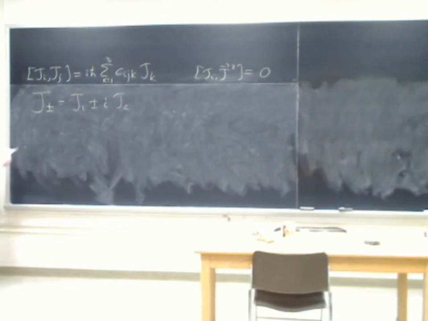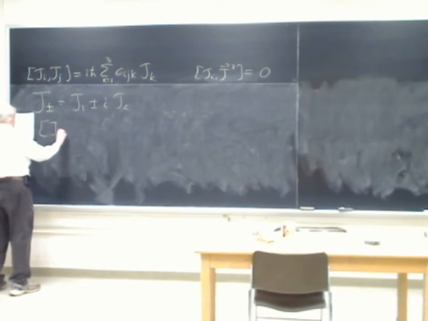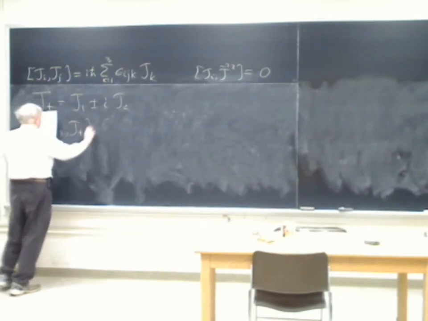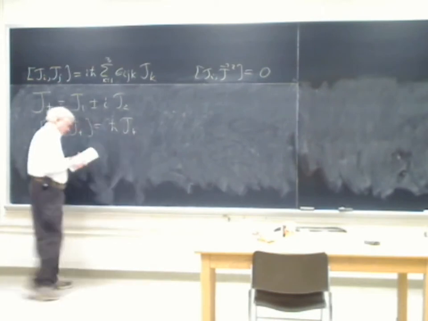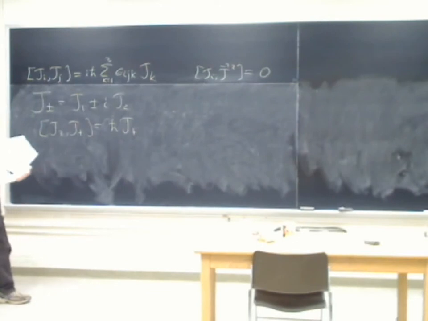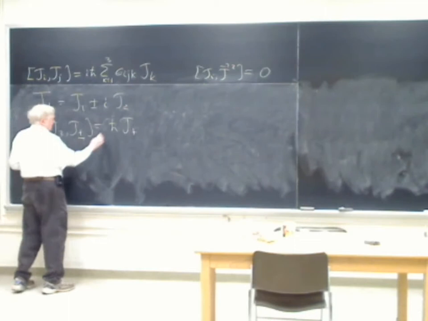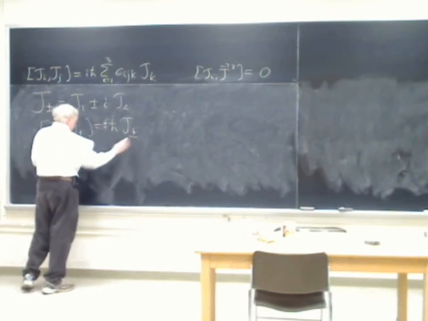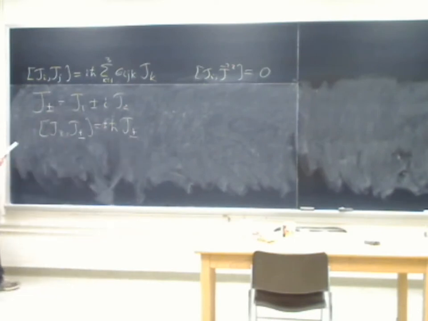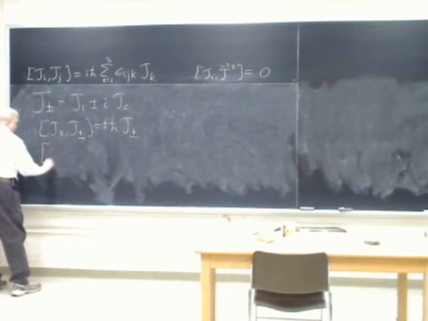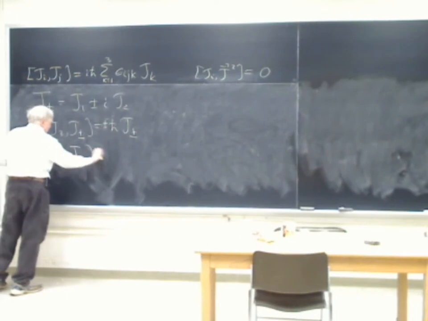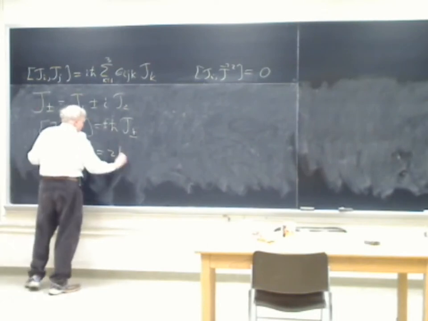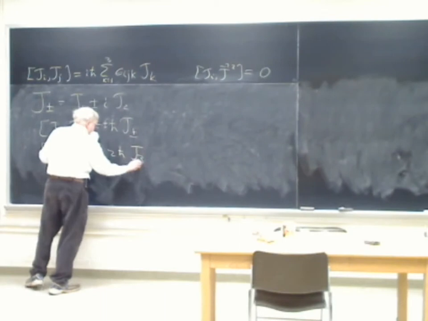We saw that [J3, J plus or minus] is equal to plus or minus h bar J plus or minus. And in fact, we can compactify this by saying plus or minus, plus or minus, plus or minus. We also found that the commutator of J plus with J minus was 2 h bar J3.